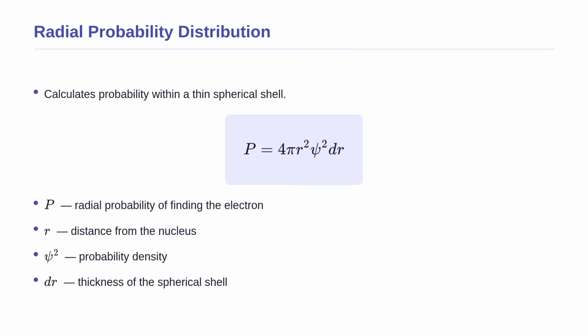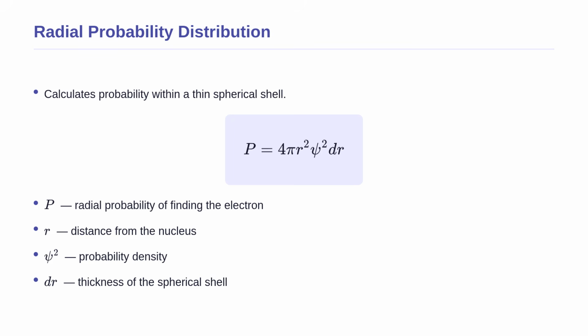To understand how probability changes as we move outward, we use the radial probability distribution function. This formula calculates the total probability of finding the electron anywhere within a thin, hollow spherical shell at a specific distance from the nucleus. In this equation, capital P is the radial probability. The variable r is the distance from the nucleus. Psi squared is the probability density we just discussed, and dr is the infinitesimally small thickness of the shell.